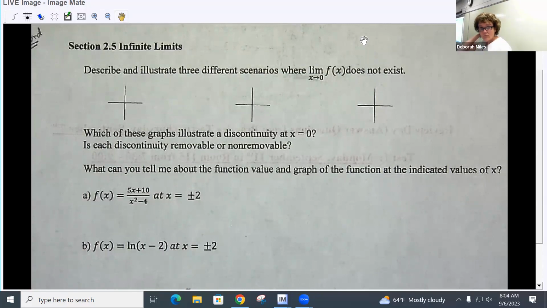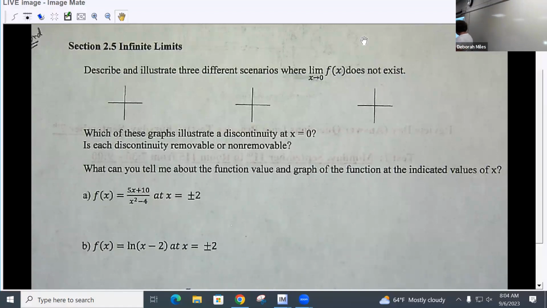All right. Section 2.5 is infinite limits. And like I just said to Rachel, sometimes limits don't exist because the y values are going to infinity or negative infinity. And up until now, we have just written "does not exist."